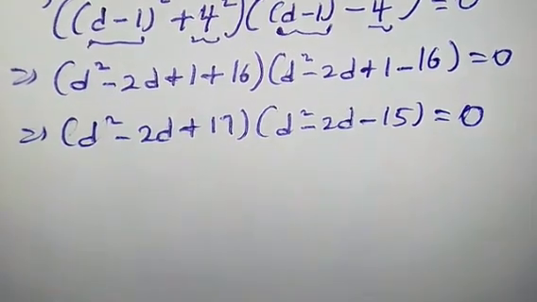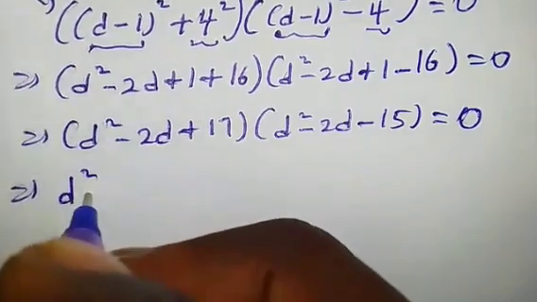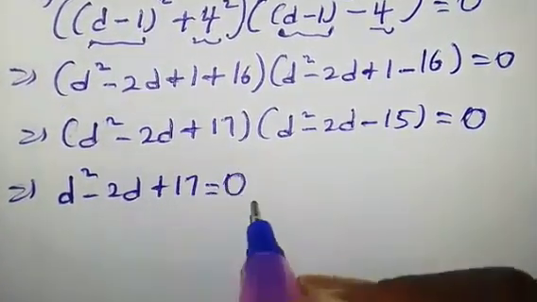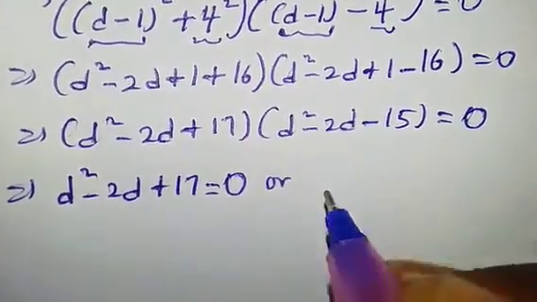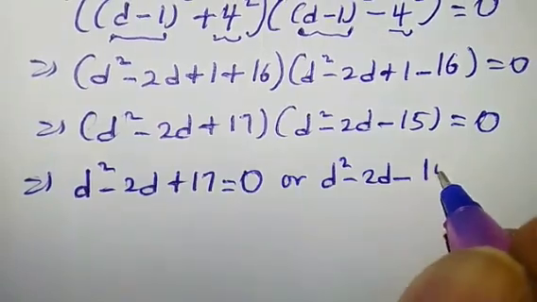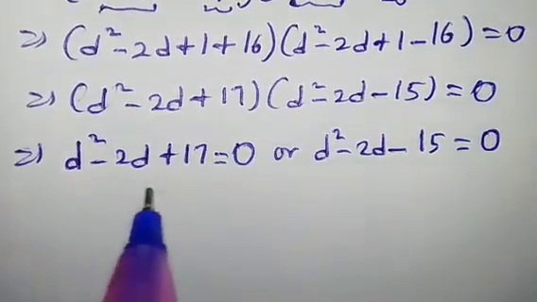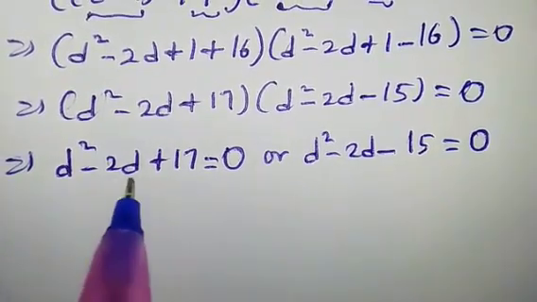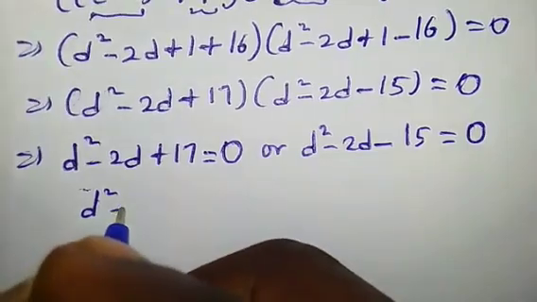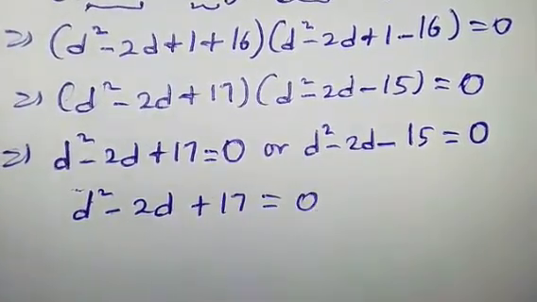Let's proceed further. This implies that d^2 − 2d + 17 is equal to 0, or d^2 − 2d − 15 is equal to 0. Now, let us solve each of these quadratic equations. Let's consider this one first. We have d^2 − 2d + 17 equal to 0.